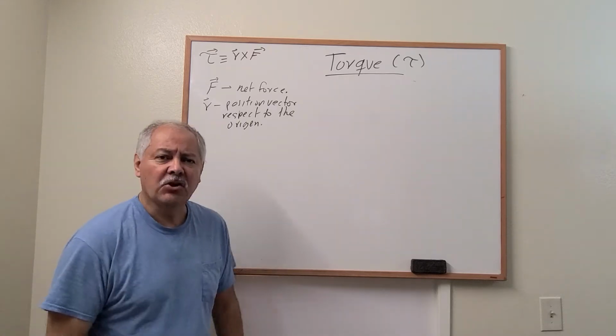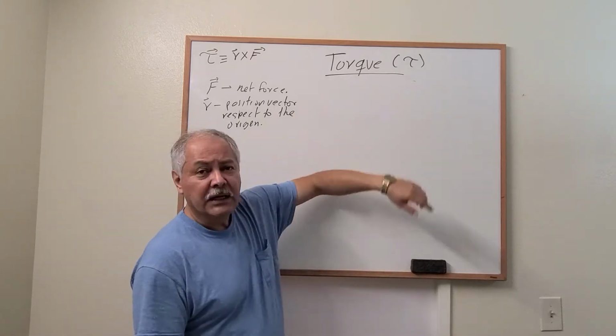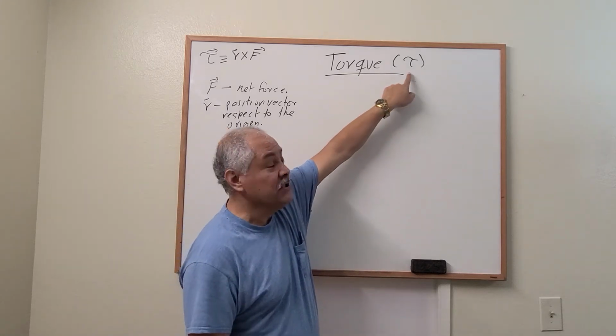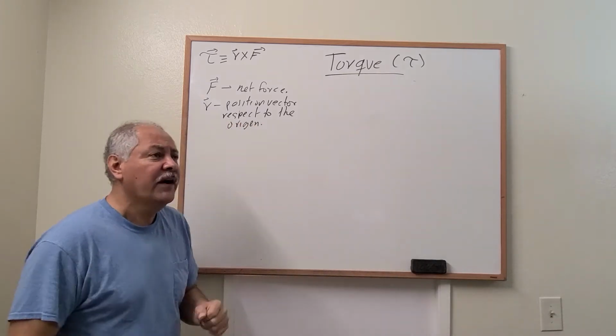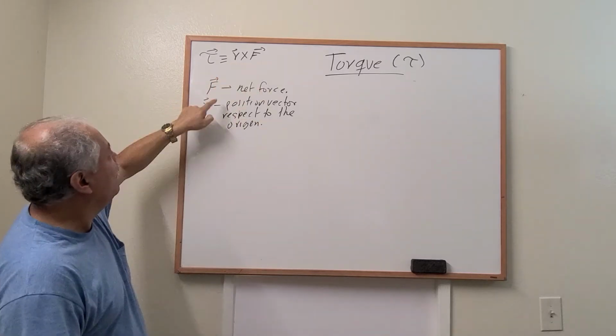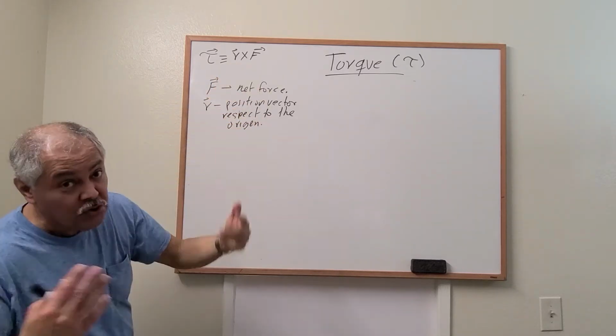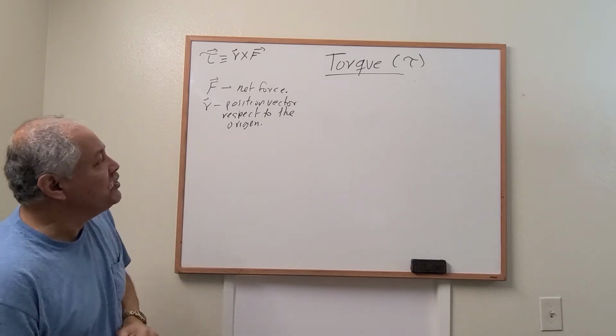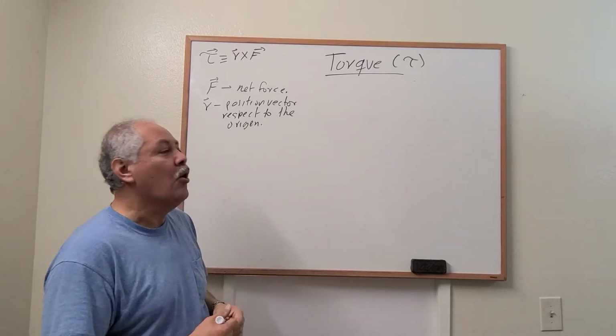Okay, let's go for the next topic. The next topic is torque. The symbol for this quantity is tau, and torque is defined as the cross product of R cross F, where force is the net force in this case, and R is the position vector with respect to an origin.